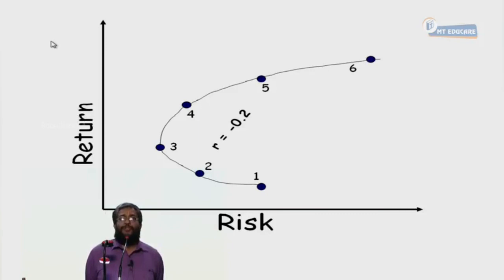This portfolio 3 is a portfolio consisting of A and B that has the lowest risk, and the proportion is calculated as follows.